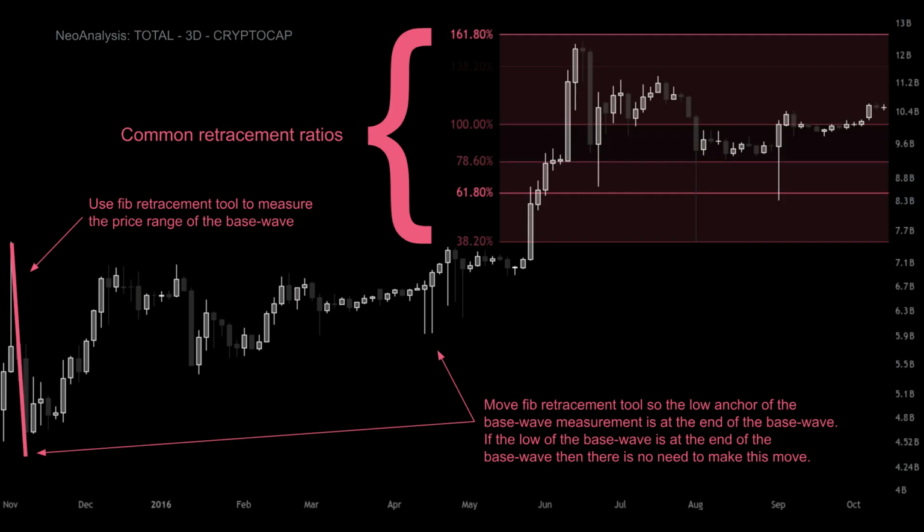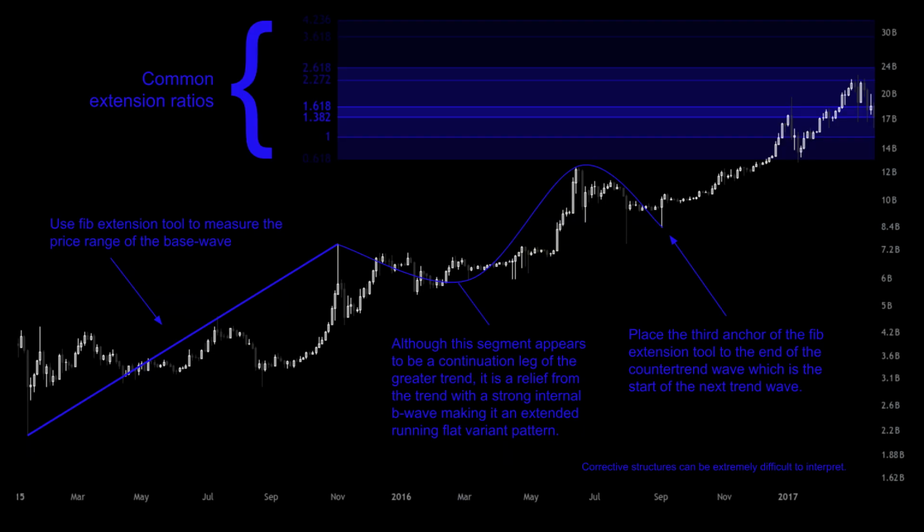Common retracement ratios are used to assess wave relationships. When using the fib retracement tool, measure the full price range of the base wave, placing the low anchor at the end of that wave. Common extension ratios are used to project the potential length of the next wave. The fib extension tool is anchored at the start and end of the base wave, then extended from the end of the corrective wave to measure the projected move.